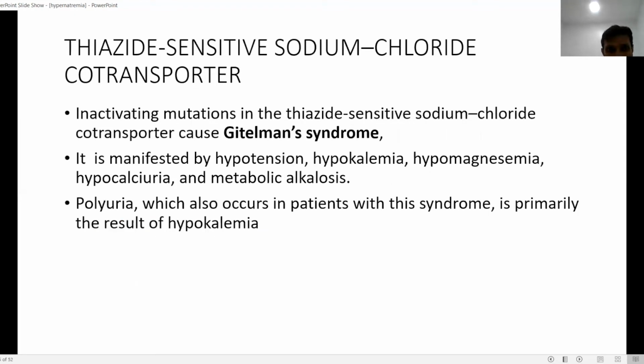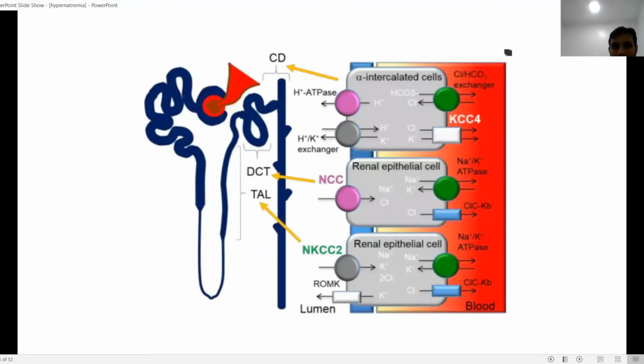And when there is an inactivating mutation in this co-transporter, Gitelman syndrome occurs, which is manifested by hypotension due to water excretion, hypokalemia due to potassium loss, hypomagnesemia, hypocalciuria, and metabolic alkalosis. Polyuria, which also occurs in patients with this syndrome, is primarily a result of hypokalemia.